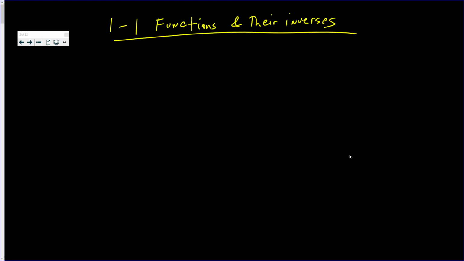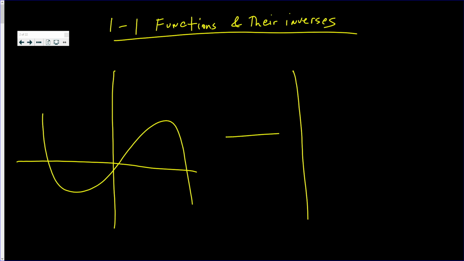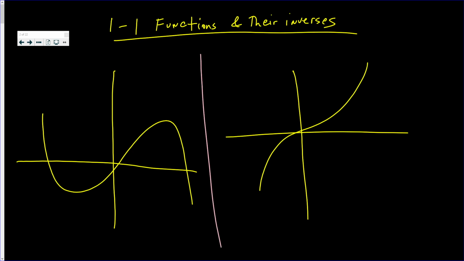Going to talk about one-to-one functions and their inverses. First, let's talk about one-to-one functions. You can tell if a function is one-to-one by the horizontal line test. Let's look at these two functions. The function on the right is one-to-one.